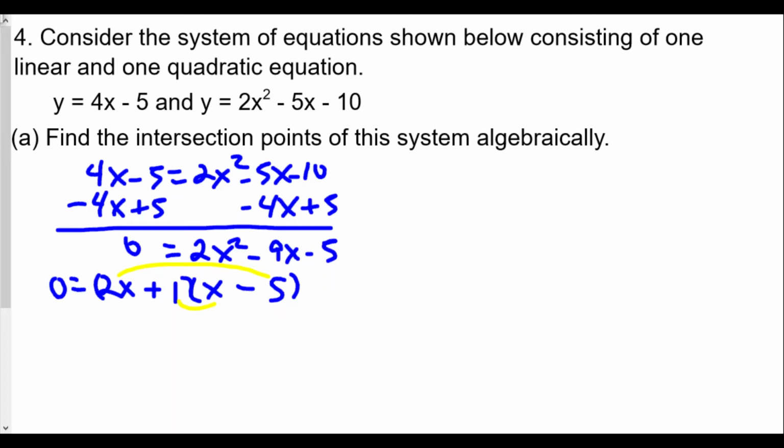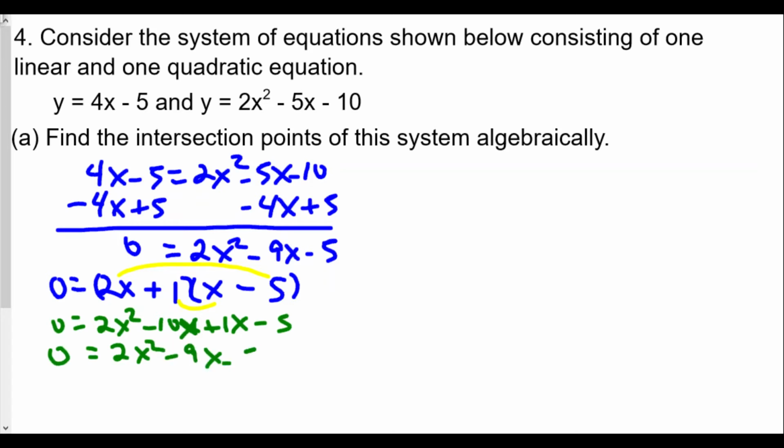2x times x is 2x squared, so 0 equals 2x squared. 2x times negative 5 is negative 10x. 1 times x is positive 1x, negative 10x plus 1x, and then minus 5 because 1 times negative 5. And so we get 0 is equal to 2x squared minus 9x minus 5. And that's exactly the same equation we got.